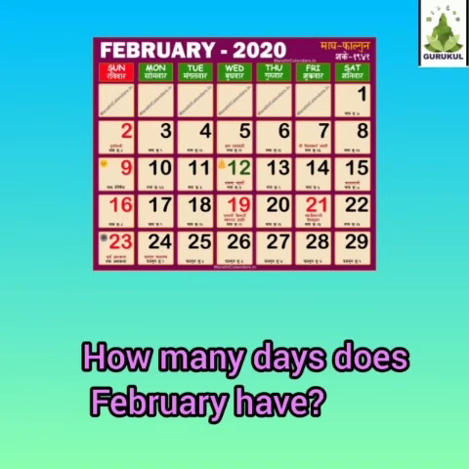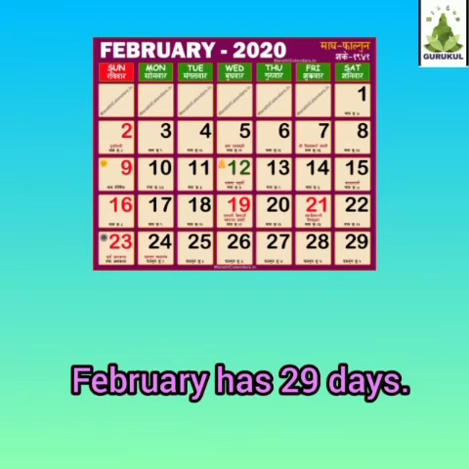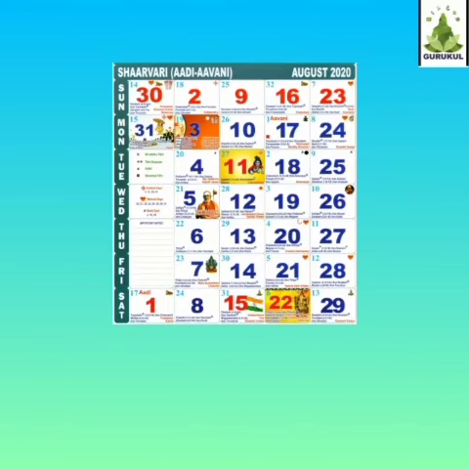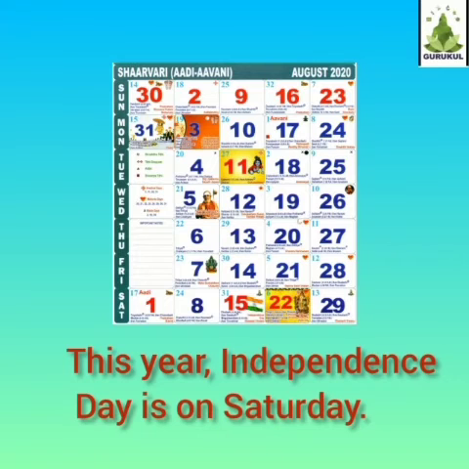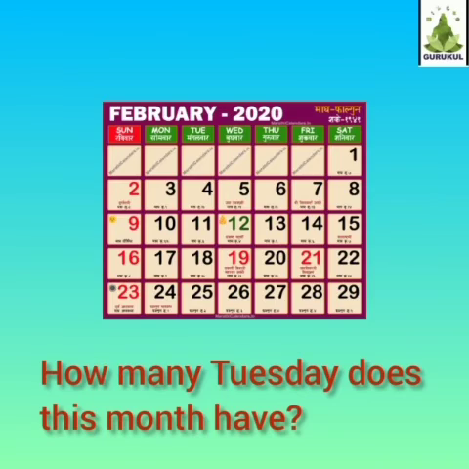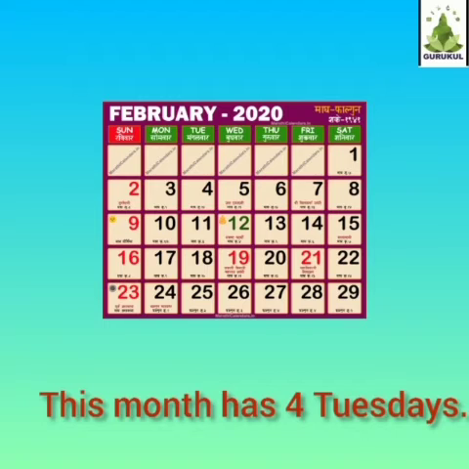How many days does February have? February has 29 days. This year, on which day of the week is Independence Day? This year, the Independence Day is on Saturday. How many Tuesdays does this month have? Teacher, this month has 4 Tuesdays.